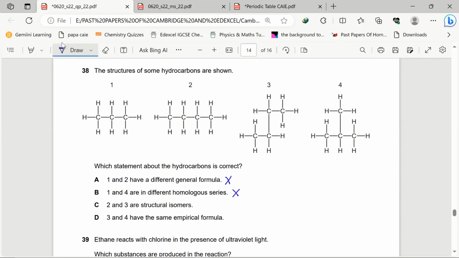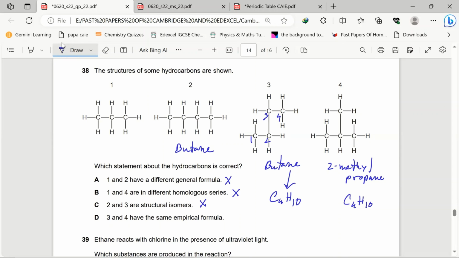2 and 3 are structural isomers. 2 is butane. And this one, 1, 2, 3, and 4, they are not isomers. Rather, this is also butane. So 2 and 3 are not structural isomers. 3 and 4 have the same empirical formula. 3 and 4, this is butane and this one is, basically, 2-methyl propane. But if we look at the formula, it's C4H10 for butane, and this one is also C4H10. So they should have the same empirical formula as well. So this is the only correct answer.